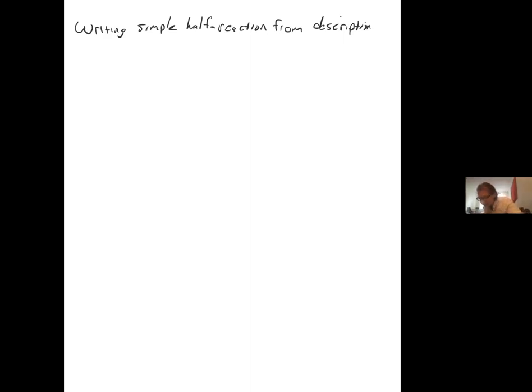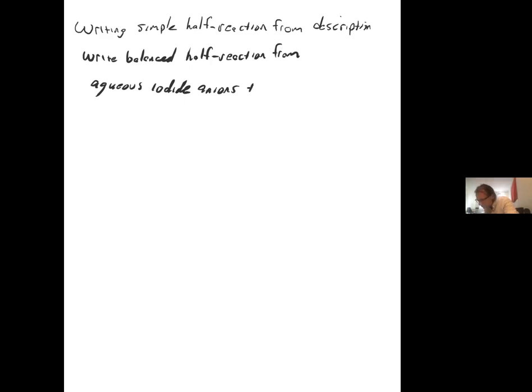So here it says write a balanced half reaction from aqueous iodide anions to gaseous diiodine. Okay, so be careful with your spelling here. It actually makes a difference in terms of how you interpret it.